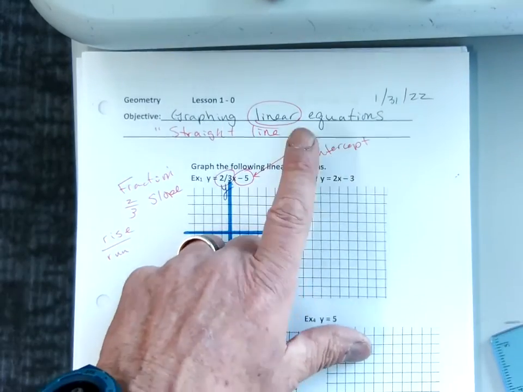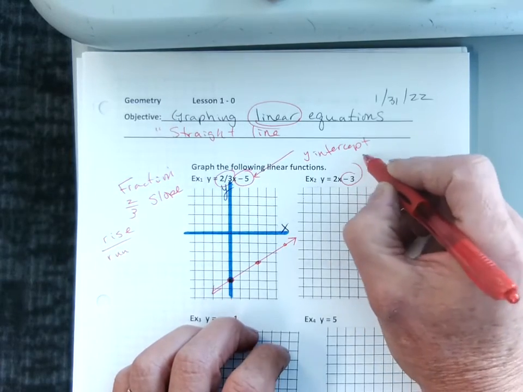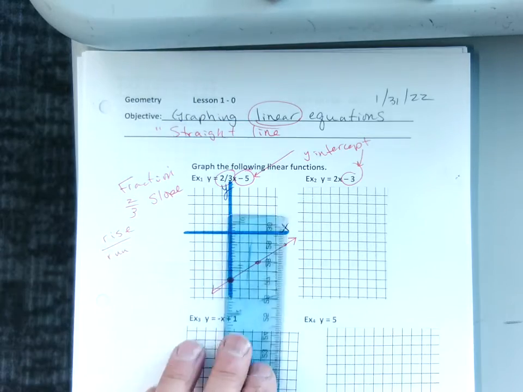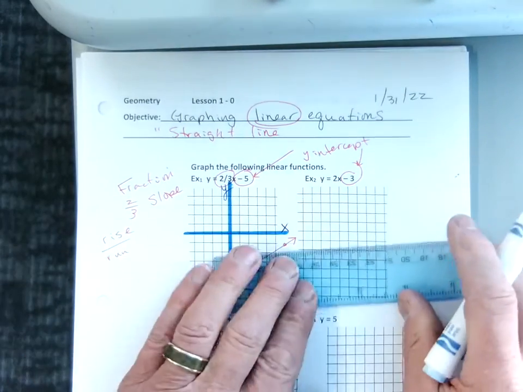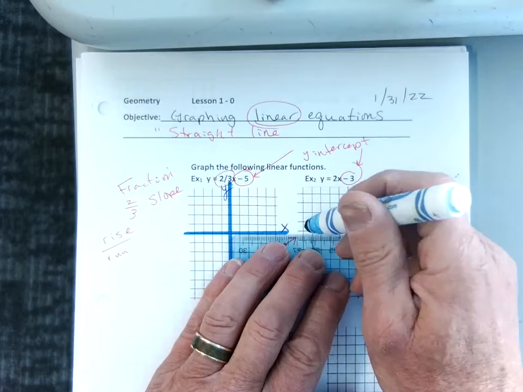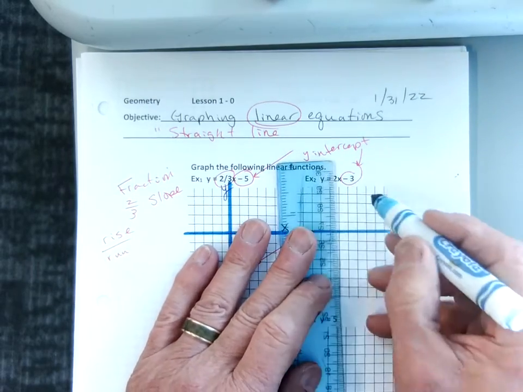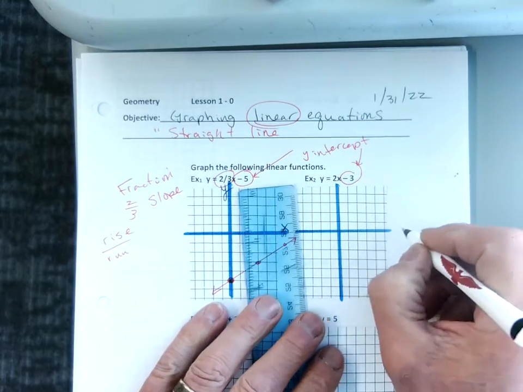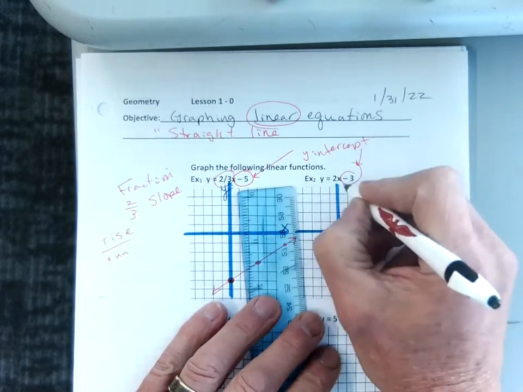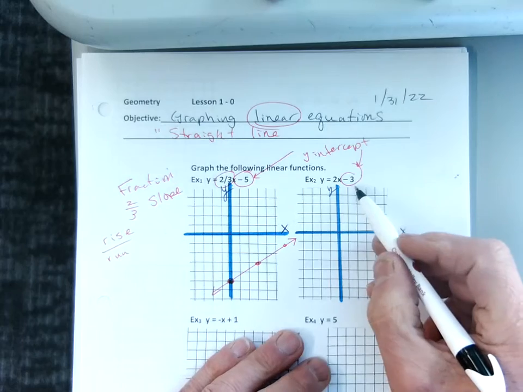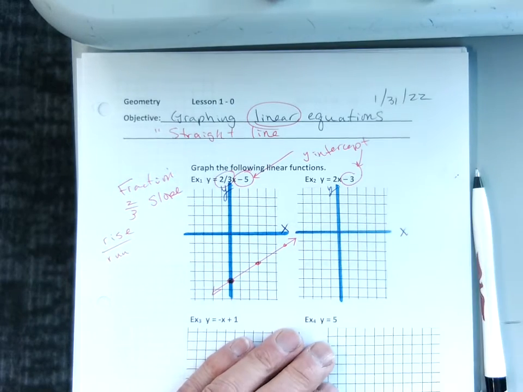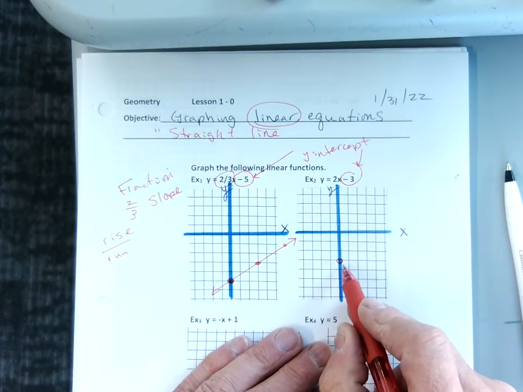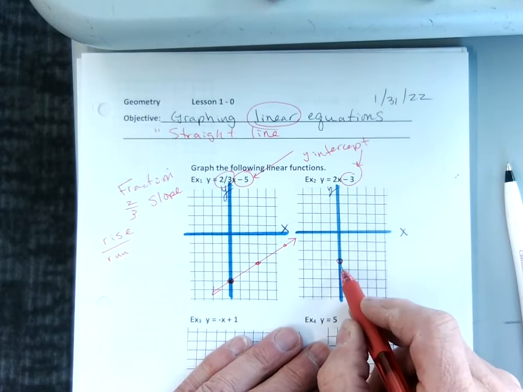Let's look at example 2. So I have my y-intercept right there at -3. So I'm going to put my x-axis in, and draw my y-axis in. I'm going to start at -3 on my y-intercept. So I'm going to go 1, 2, 3, and there's my starting point. So go down to -3, put a dot.